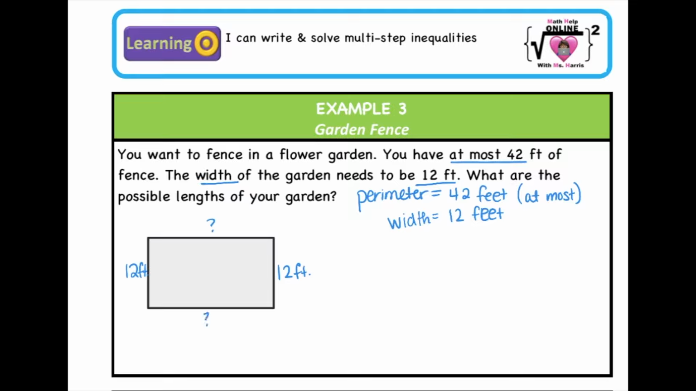But because it's an inequality, we have a ton of different possible lengths that we can use. So to write this inequality, I first need to remember that perimeter is going to be 2 times the length plus 2 times the width, gives us our perimeter.